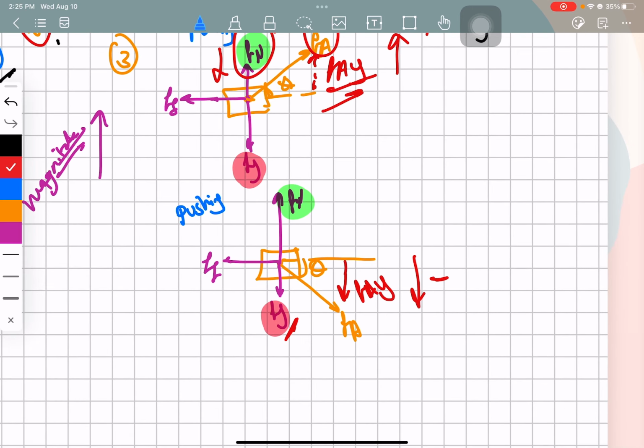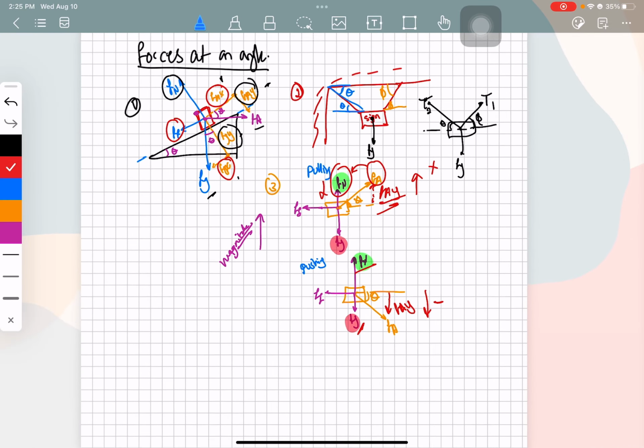Same thing happening here. You have less Fg because you have an Fa y, so you need more Fn to compensate for those forces. Okay, so I hope this helped.